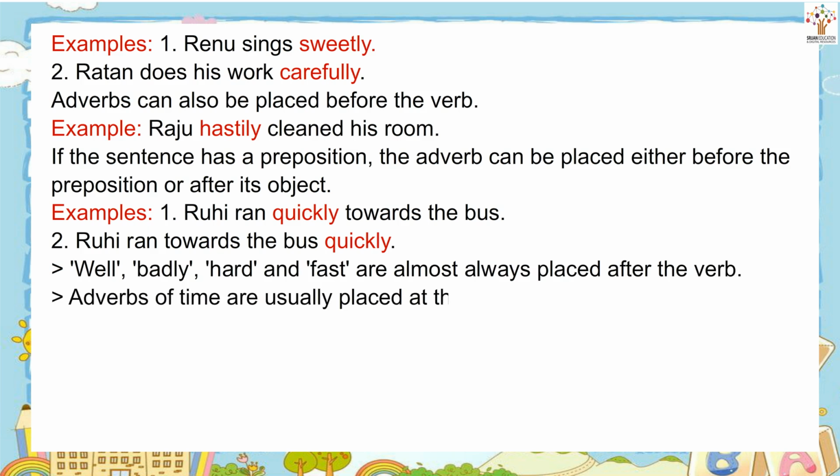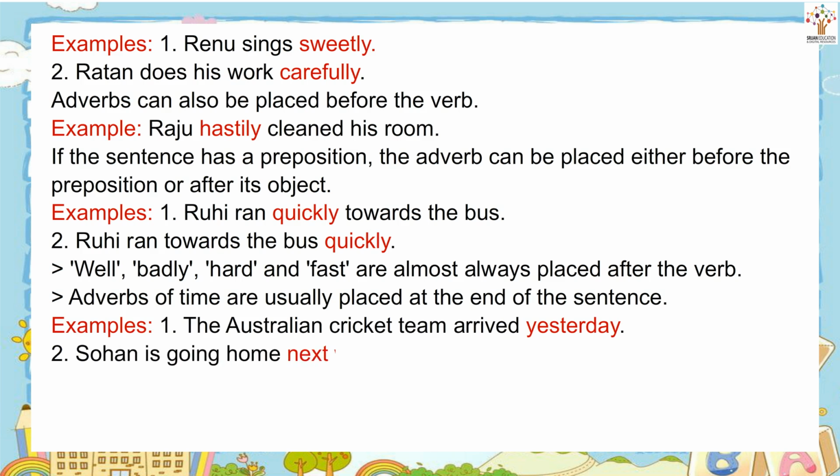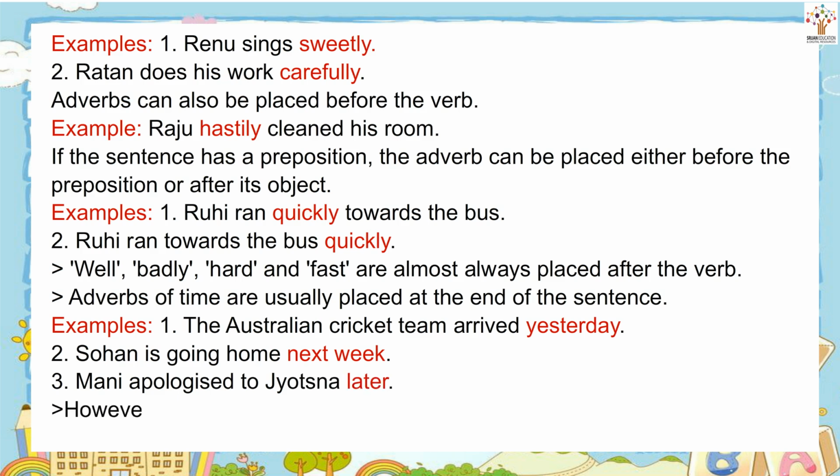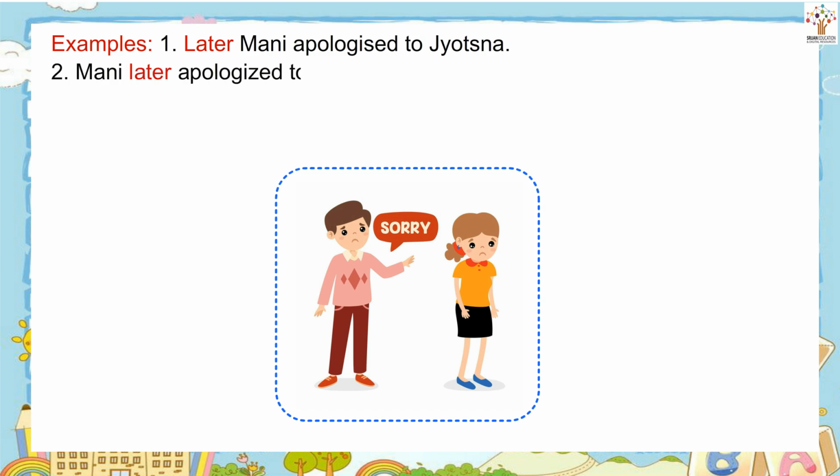Adverbs of time are usually placed at the end of the sentence. Examples: The Australian cricket team arrived yesterday. Sohan is going home next week. Mani apologized to Jyotsna later. However, sometimes they may change their positions. Examples: Later Mani apologized to Jyotsna. Mani later apologized to Jyotsna.